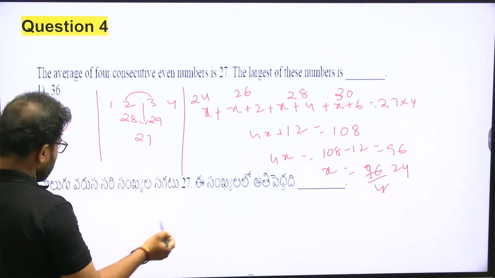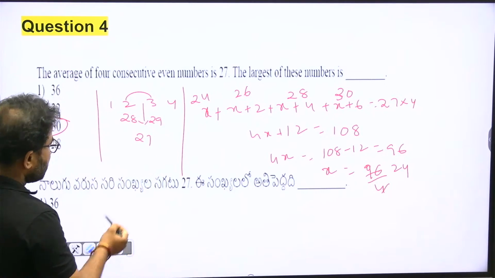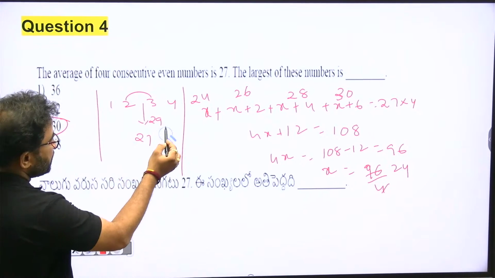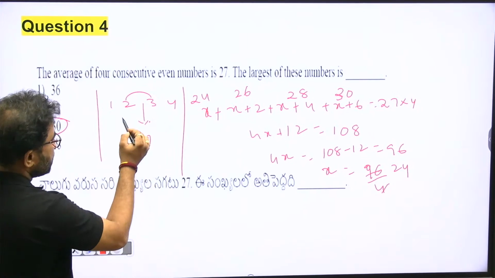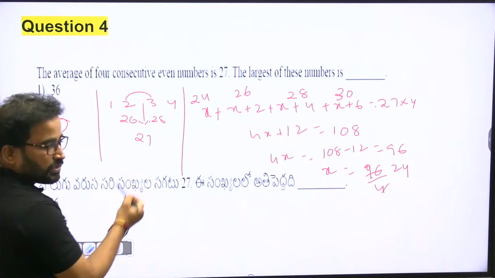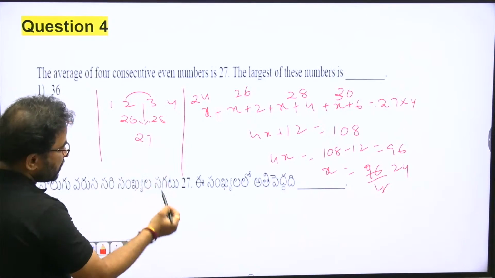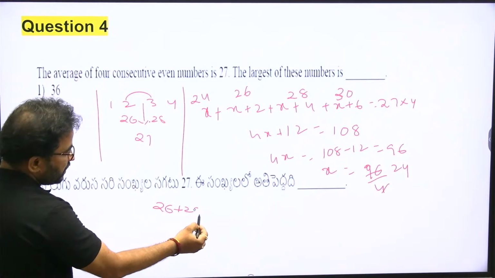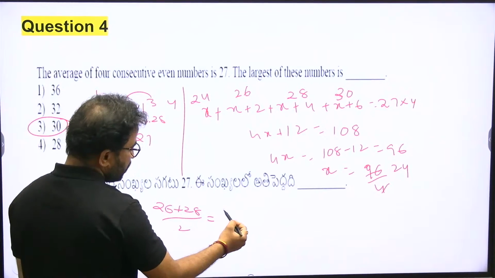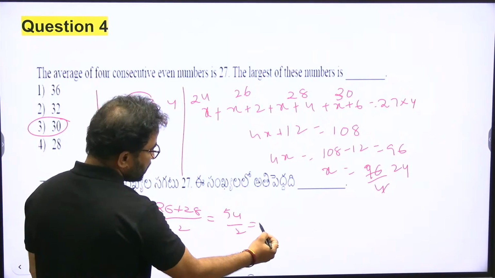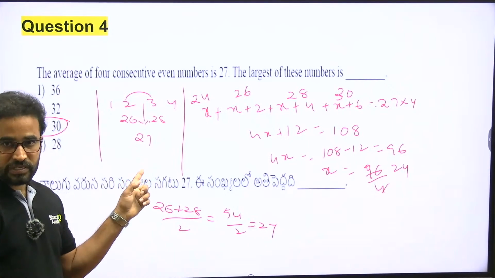27 is nothing but, look at this one, in previous question we got this value is equal to 26, this value is equal to 28. Look at this one, between these two is nothing but 26 plus 28 divided by 2, how much are we getting? 54 by 2 is nothing but 27 only. No need to check this one.